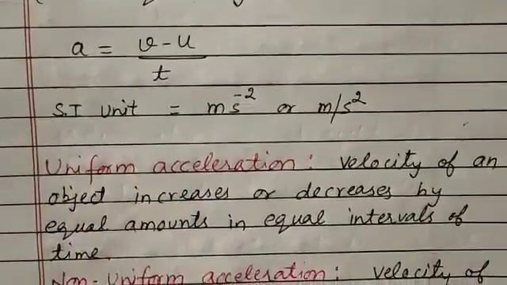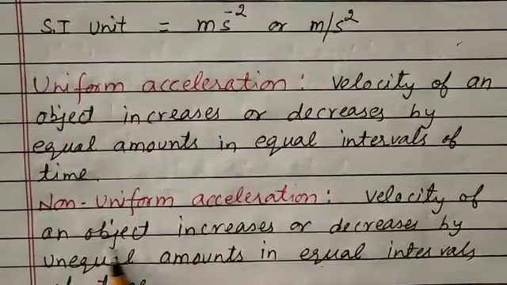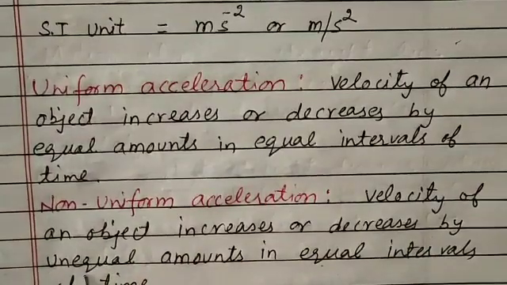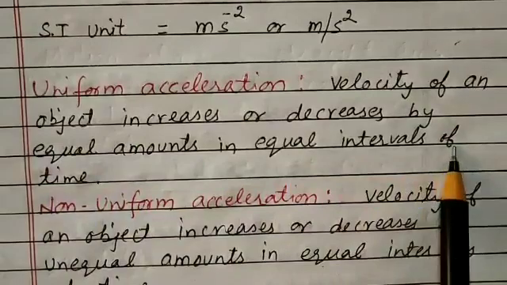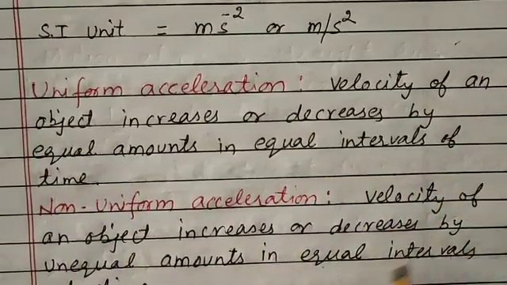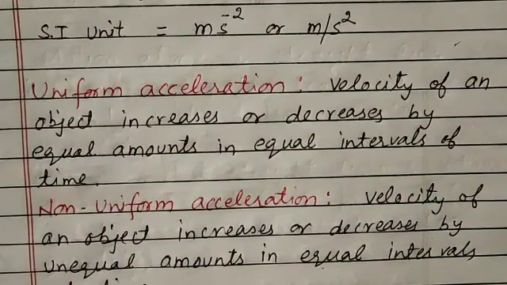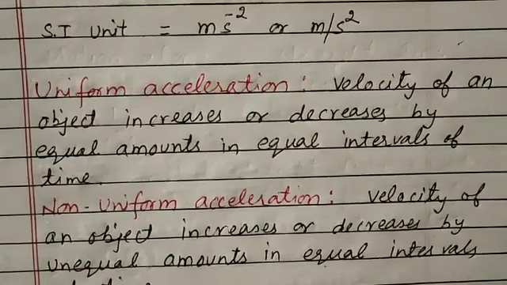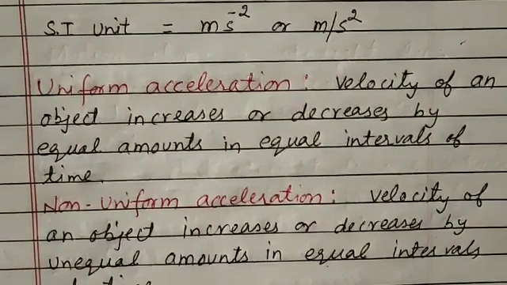But in case of non-uniform acceleration, you will see that the velocity of an object increases or decreases by unequal amounts. In case of uniform, you see equal amounts in equal intervals of time. But in non-uniform acceleration, the velocity of an object may increase or decrease in unequal amounts in equal intervals of time. That type of acceleration is said to be non-uniform acceleration.